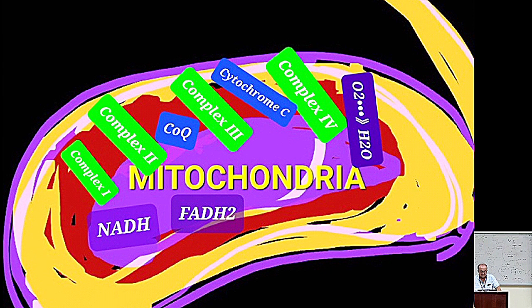The function of complex 1 is to oxidize NADH. So here's NADH. When you oxidize it, meaning remove the electrons from it, you get NAD+. Where are these electrons going? They are gained by this molecule FMN, a type of prosthetic group. A flavin mononucleotide is a prosthetic group that will gain the electrons, and that's why we call it FMNH2.